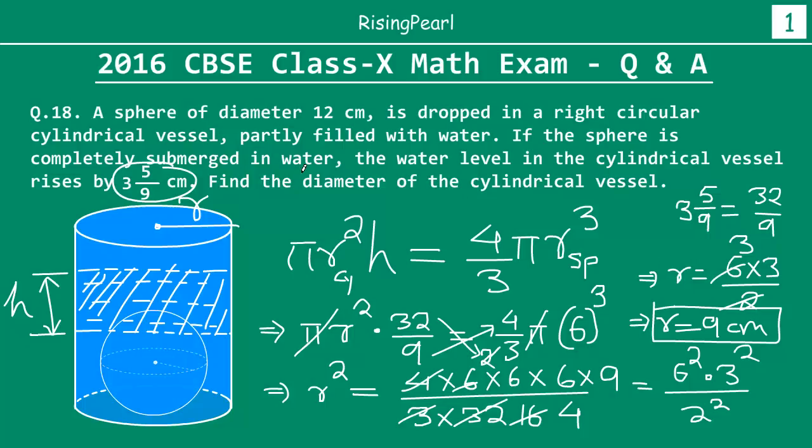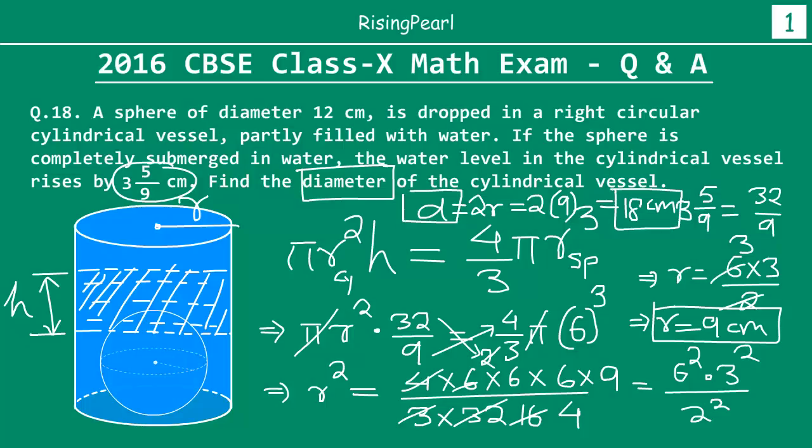We have to find out the diameter, and please do not overlook this factor. We are not looking to find out the radius of the cylinder, instead we are looking to find out the diameter. So if r is equal to 9, that means diameter equals 2 times r, 2 times 9, or equal to 18 centimeter. So the diameter of the cylinder will be equal to 18 centimeter. This is how we solve question number 18.